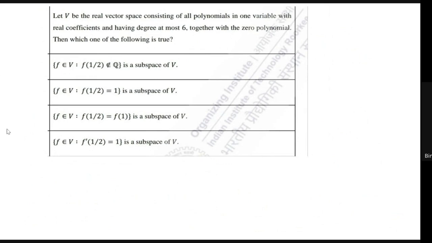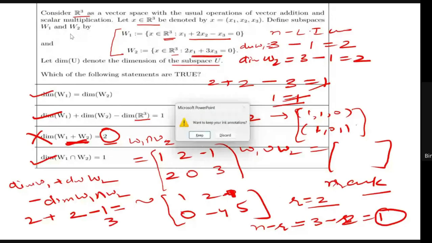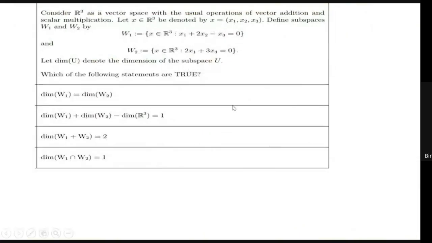So the next is, ma'am, can you elaborate the last option, dimension W1 intersection W2? Yes. So whenever you have been given these type of homogeneous system of equations, you can simply calculate the dimension of W1 intersection W2 by combining these equations.